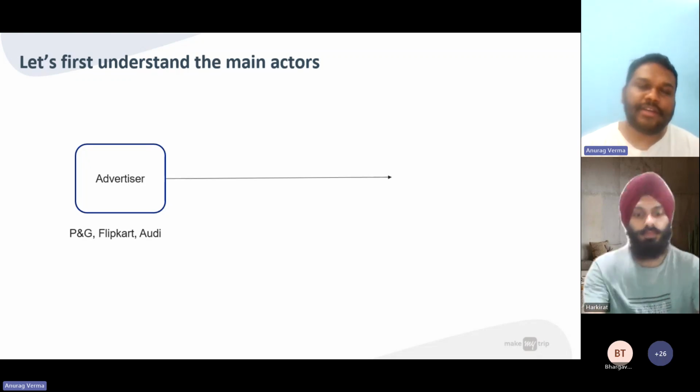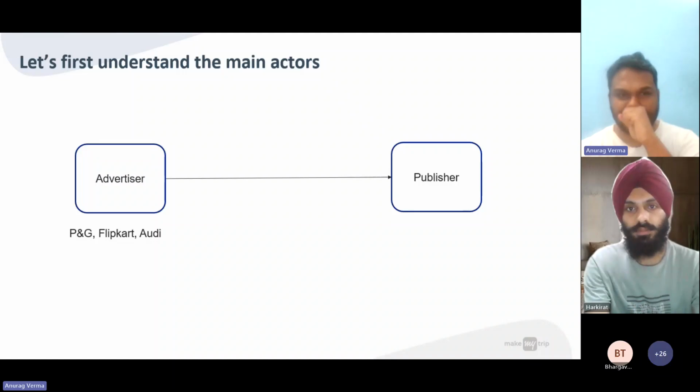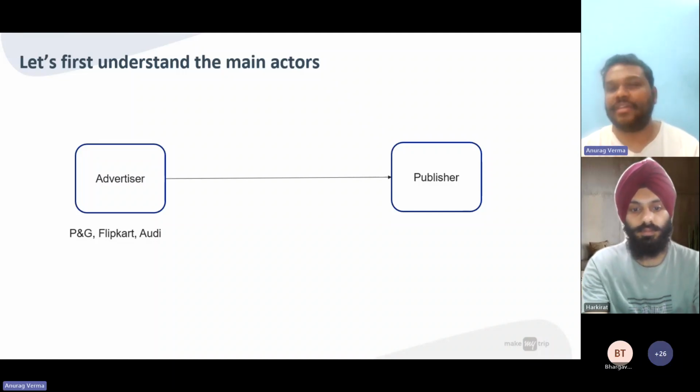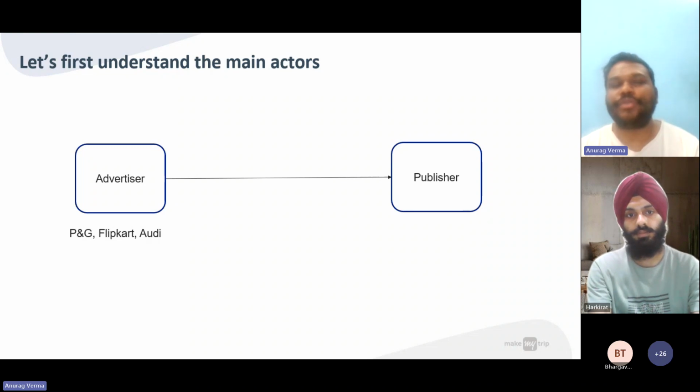On the other side is what we call a publisher. If you were not aware, the place where these ads are run are called publishers, right? Why are these called publishers? Because basically you're publishing ads, right? You're publishing content and you're publishing ads as well, right? So advertiser wants to run ads.